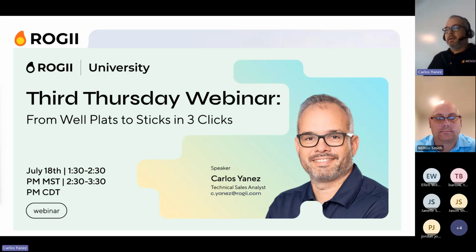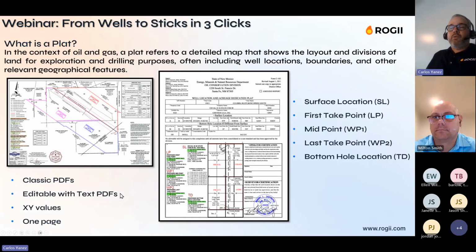All right, then. Let's start with the main question: what is a plat? We have the regular concept of a plat, a type of blueprint or diagram of an area. But in the context of oil and gas, a plat refers to a detailed map that shows the layout and division of land for exploration and drilling purposes. Imagine a blueprint that can include the well location, boundaries, and any other information in that area.